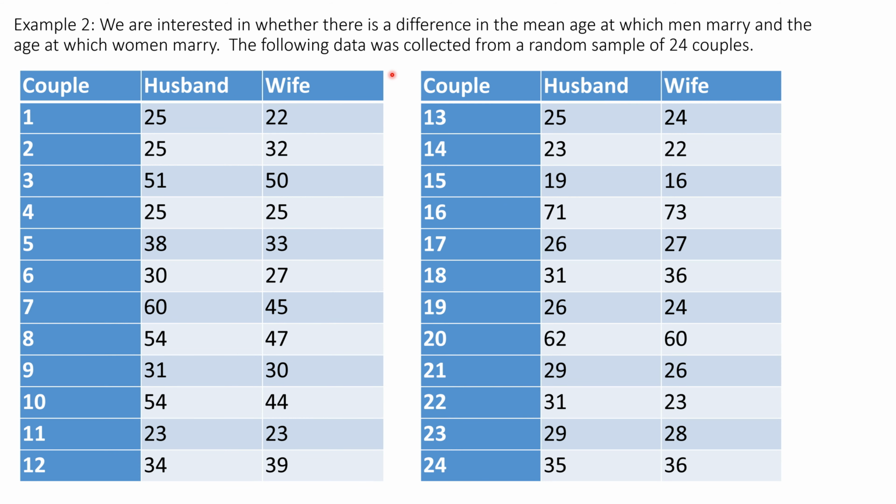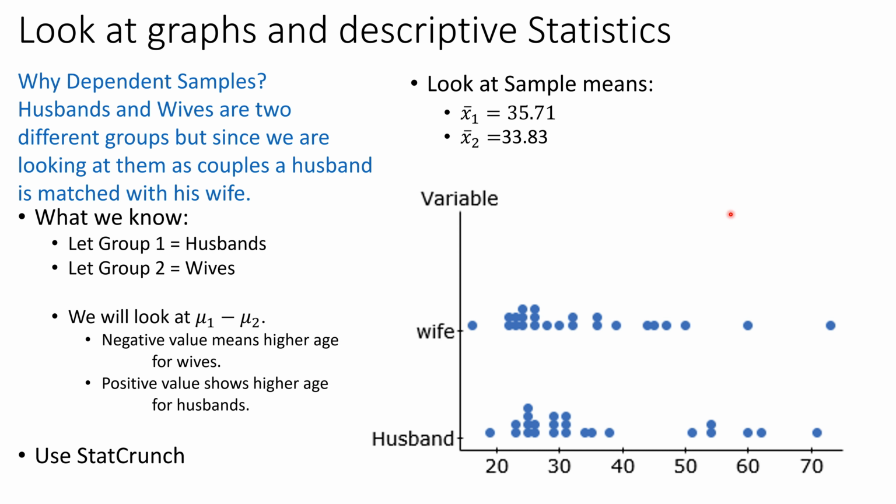Here is example 2. We are interested in whether there is a difference in the mean age at which men marry and the age at which women marry. The following data was collected from a sample size of 24 couples. First, we know that it is dependent samples because husbands and wives are 2 different groups, but since we are looking at them as a couple, as a husband is matched with his wife, it is paired data.